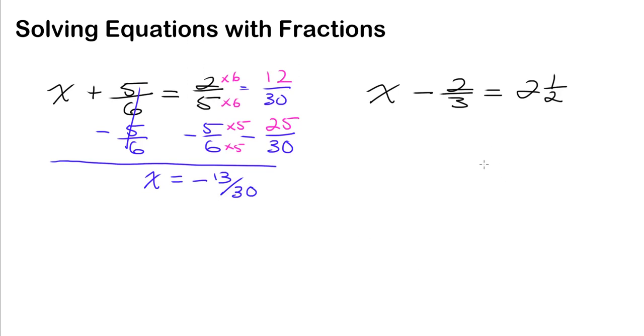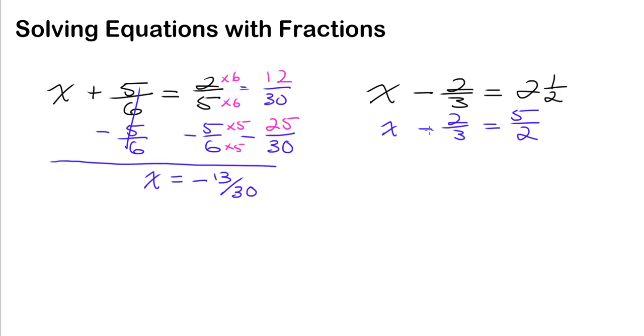All right, looking at this next example here, we have x minus 2/3 equals 2 and 1/2. Now, my recommendation would be whenever you have mixed numbers in an equation, first step, I would go ahead and convert those mixed numbers into improper fractions. So I'm going to rewrite this here, x minus 2/3 equals 2 times 2 is 4 plus 1 is 5, so that's 5 over 2. And now I can go ahead with the rest of my steps.